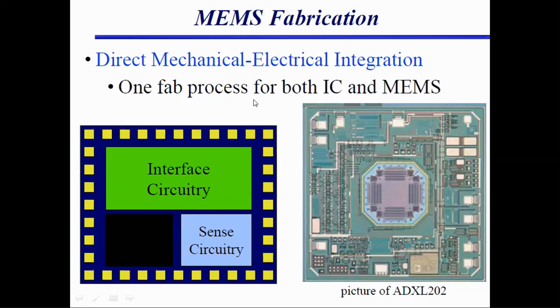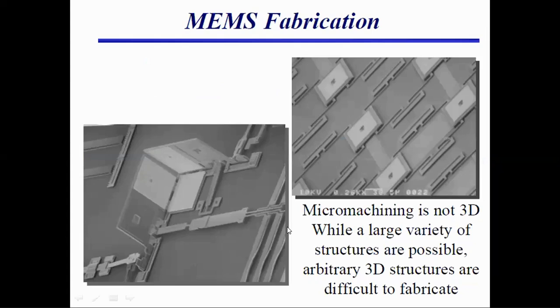One fabrication process for both IC, integrated circuit, and MEMS. So this is the monolithic approach. In the hybrid approach, we have to separately fabricate the sensor or actuating MEMS device, and we have to separately fabricate the relevant electrical circuit, and then we have to combine these in the package. So that is the hybrid approach.